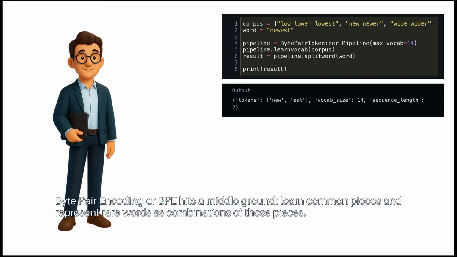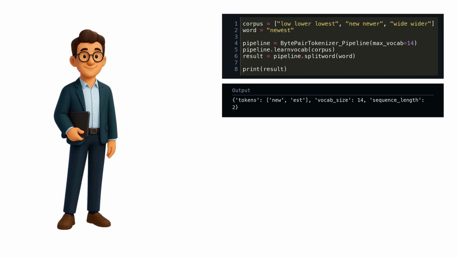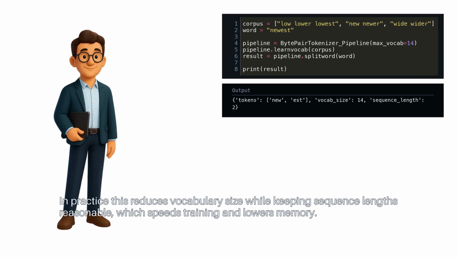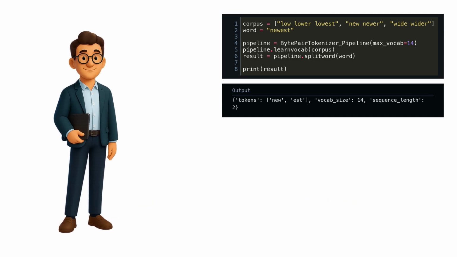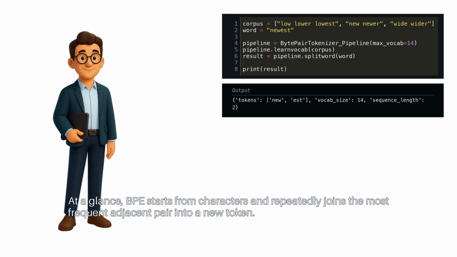Byte Pair Encoding, or BPE, hits a middle ground. Learn common pieces and represent rare words as combinations of those pieces. In practice, this reduces vocabulary size while keeping sequence length reasonable, which speeds training and lowers memory. At a glance, BPE starts from characters and repeatedly joins the most frequent adjacent pair into a new token.